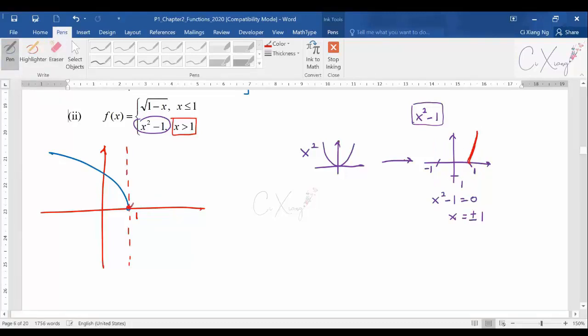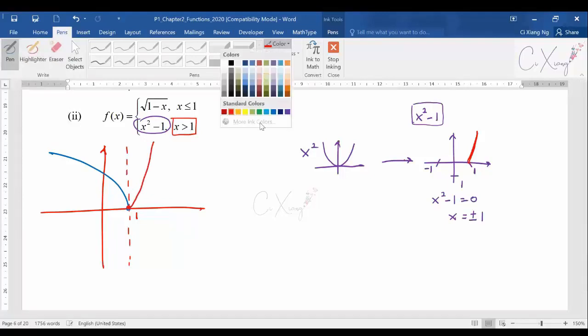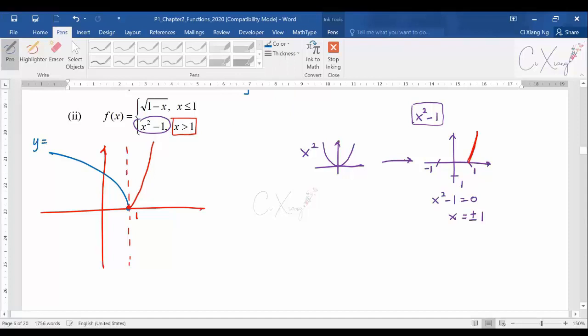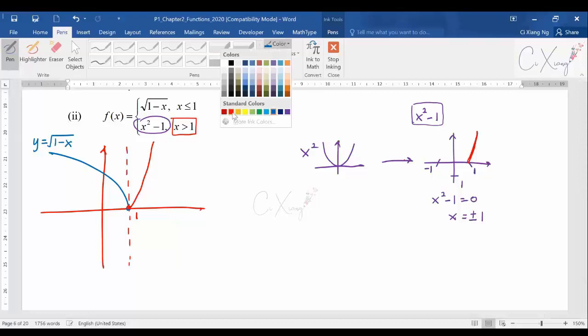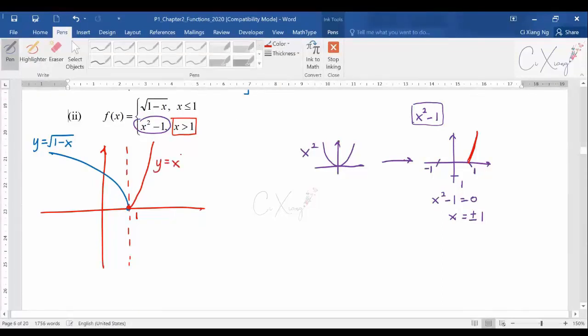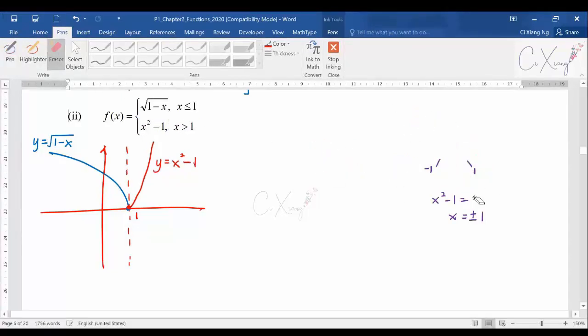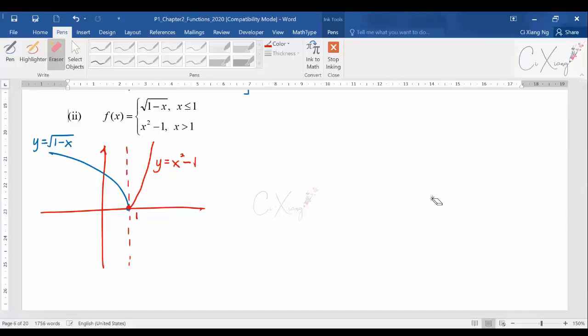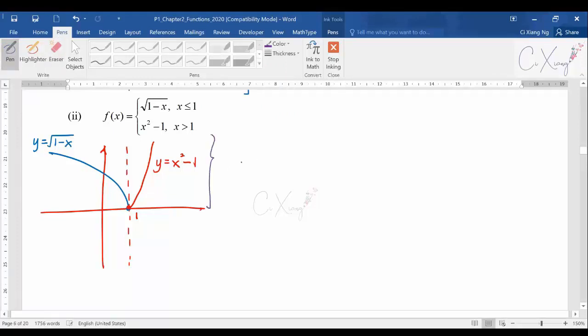Therefore, when I want to sketch the graph here, I'll sketch it like this. You can have a look here at the left hand side. The blue color one is square root of 1 minus x, and the red color one is y equals x squared minus 1. You can see that when you want to sketch the graph, you still need to know how to transform the graph correctly and also how to interpret the domain correctly. So this is what we call a piecewise function. Again, can anyone tell me what is the range for this graph? I think it is very obvious. The range here is y greater than or equal to 0.